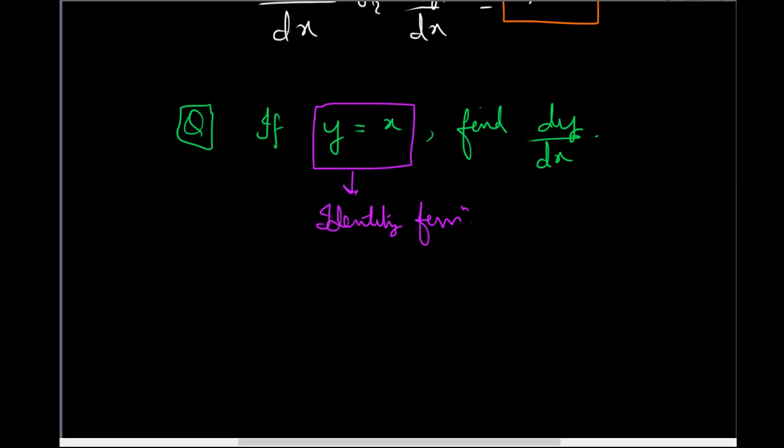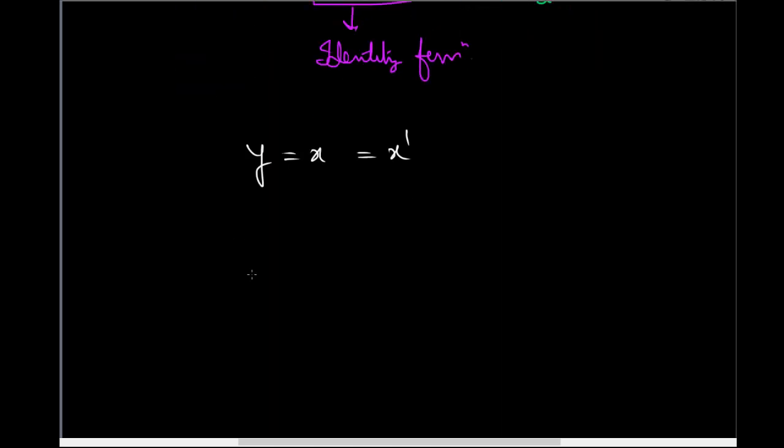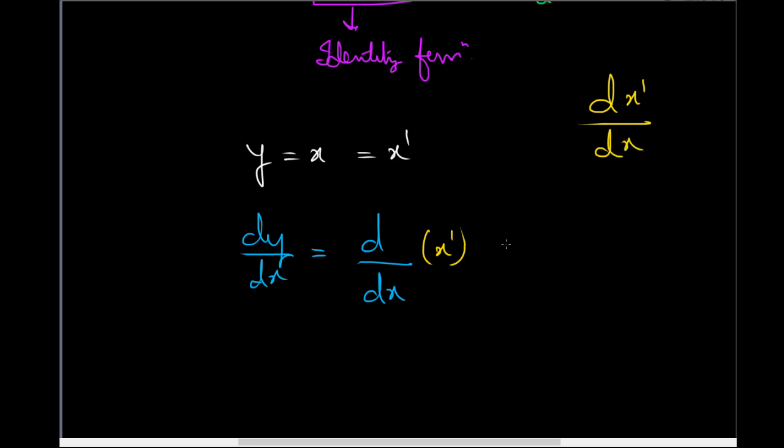Okay, so we can say y is equal to x, this is given, and we can say x is same as x to the 1, because when there's no exponent here, that means the 1 is there in the exponent. So if we differentiate this function, we can say derivative of y with respect to x, which is derivative of x to the 1 with respect to x. You can also write derivative of x. Both are same notations. Just to have a better look, I wrote it like that.